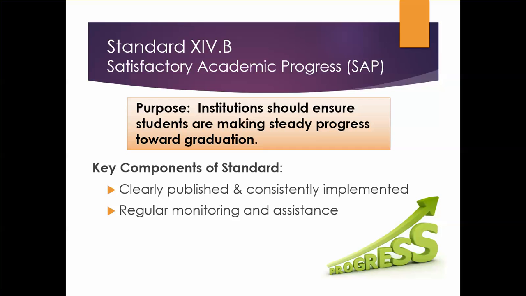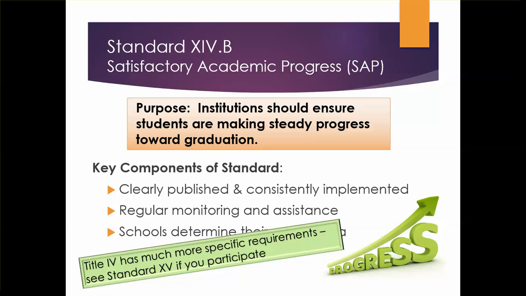There should be regular monitoring and assistance provided for the Satisfactory Academic Progress policy. Now, you can determine your own criteria on what constitutes SAP, what constitutes satisfactory academic progress by a student. The exception is if you participate in Title IV. Because there are federal monies involved, Title IV has much more specific requirements for how students are allowed to keep accepting funds, and Standard 15 does cover that. But even if you're not in Title IV, you do need to have an SAP policy. You just have more flexibility on what it covers.